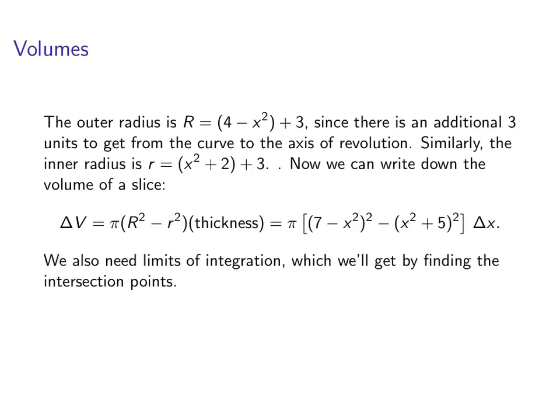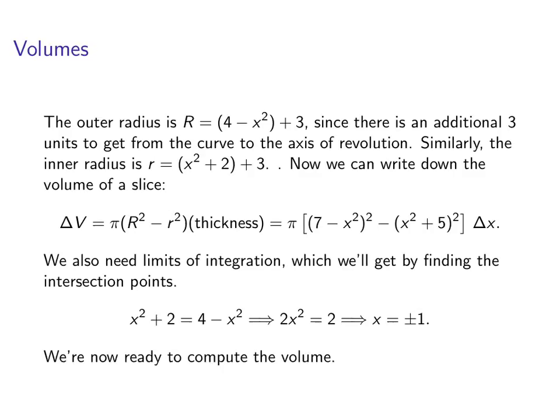Now we need limits of integration. We'll find that by getting our intersection points. So we'll set x squared plus 2 equal to 4 minus x squared. Remember, those were the curves that we started with. And we solve for x. We end up getting x equals plus or minus 1. Okay, we're ready for the volume. So the volume is the integral from negative 1 to 1 of pi times big R squared minus little r squared dx.